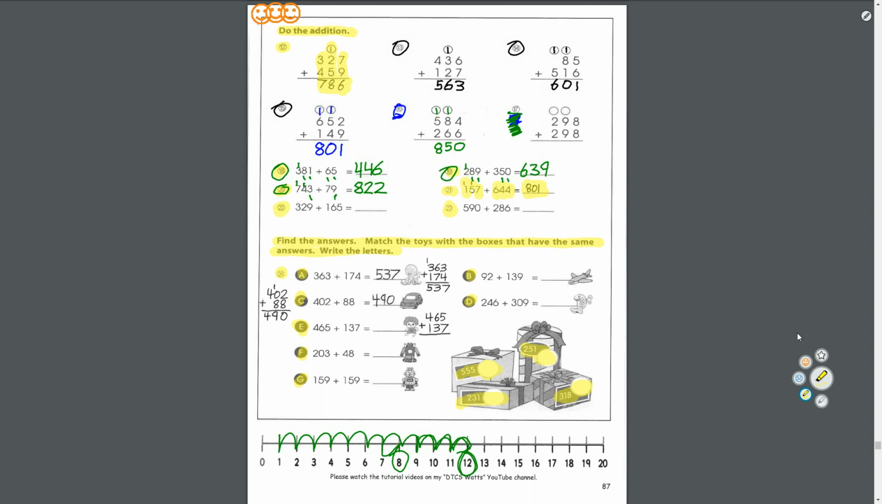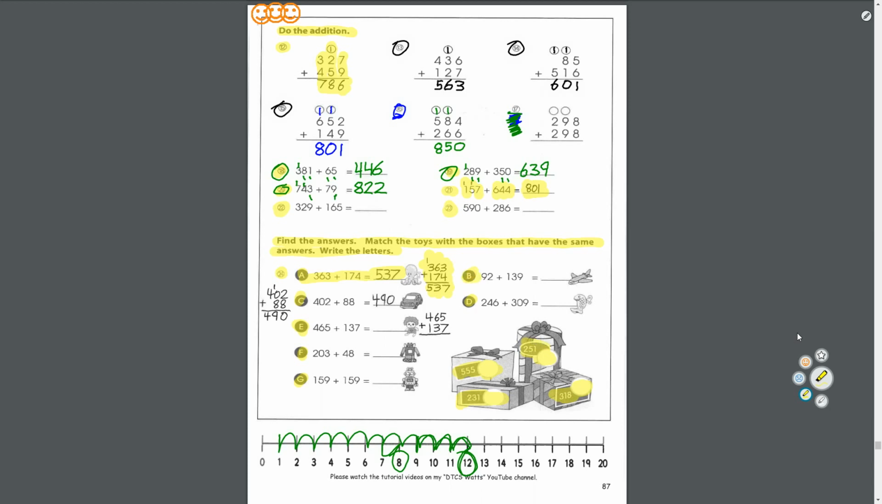Let's see how I did it. So A, 363 plus 174. This time I changed it to up and down. 3 plus 4 equals 7. 6 plus 7 equals 13. Carry the 1. 1 plus 3 equals 4. 4 plus 1 equals 5. So 537 is A. And we don't see that number on a present. So that doesn't go into a box.